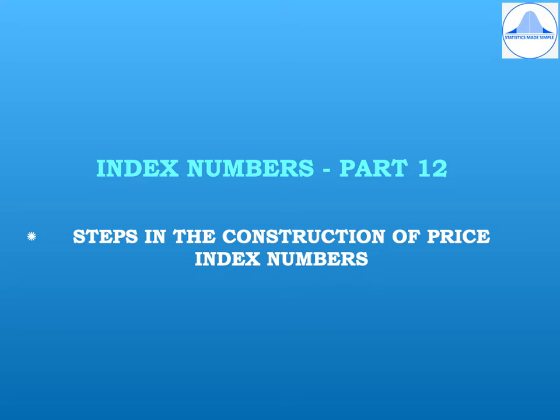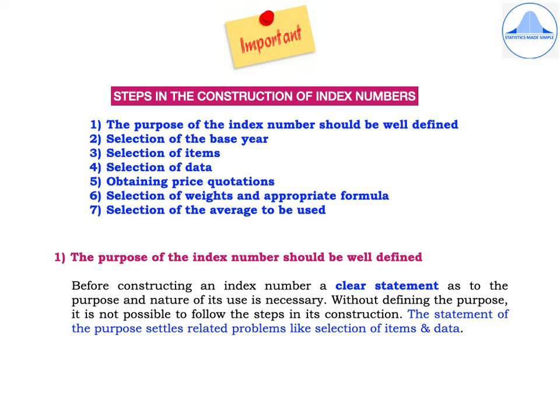In this video, Index Numbers Part 12, we learn the steps in the construction of price index numbers. The steps in the construction of index numbers is an important one, which is usually asked as a 5-marker. For a 5-marker, you're expected to list down all the 7 steps, and you can also write a few sentences for each of the 7 steps.